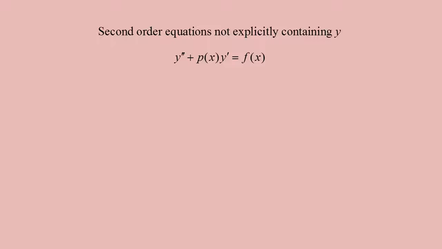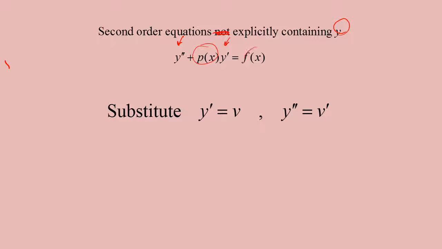Now the first technique that we're going to learn is really the big brother of what we learned back in Calculus 1, and that is substitution. So we're going to do the substitution technique. Now it just so happens, and we'll talk about this in class, when our second order equation does not explicitly contain a y. So you see here we've got a second derivative, we have a first derivative, but there is no y. There's some x's, but there's no y.